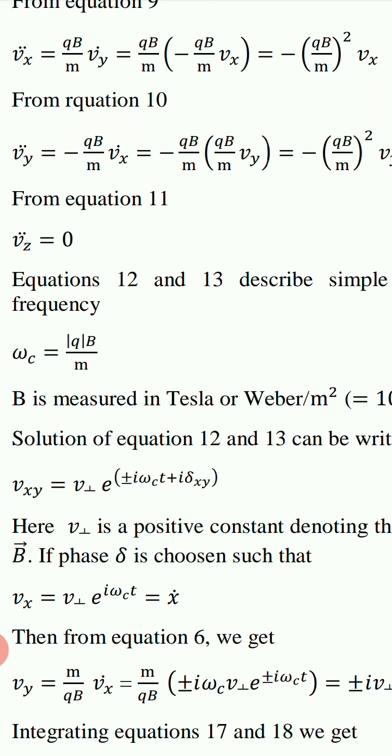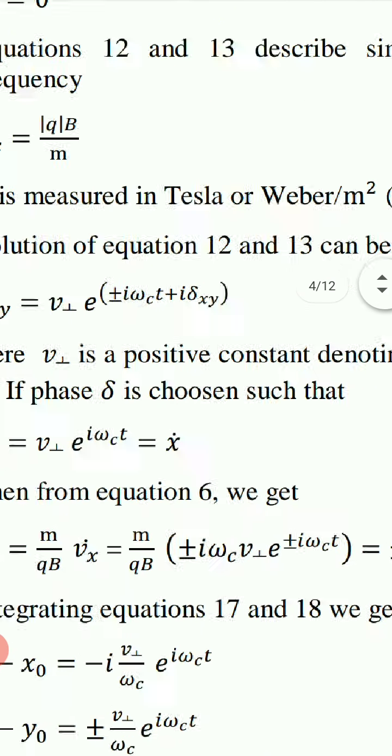If we write Vx, it is the solution of equation 12, and if we write Vy, it is the solution of equation 13. These two solutions are written combined by this single equation, Vxy equal to V perpendicular e to the power plus minus i omega c t plus i delta xy. Delta xy is also a constant which represents the phase.